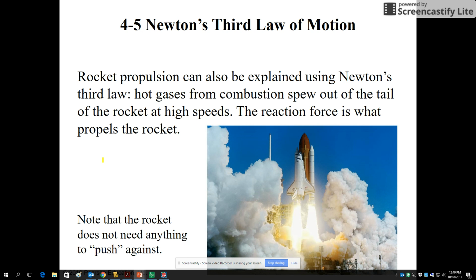So when a rocket engine is in use, the engine is expelling gas, and the engine or rocket pushing on the gas is the action. The reaction is the gas pushing back on the rocket. So even outside of the Earth's atmosphere, the reaction to the expulsion of the gas propels the rocket forward.